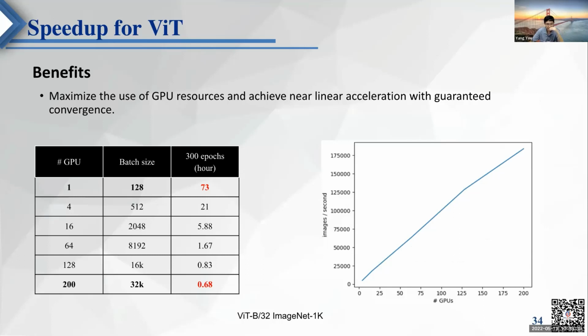So here is the result for ViT, vision transformer. Clearly, you can see we increase batch size linearly with the GPUs. The horizontal axis is the number of GPUs, vertical axis is speed. And I think we get a very good scaling efficiency. By doing that, we can reduce the training time from 73 hours to roughly 30 minutes.